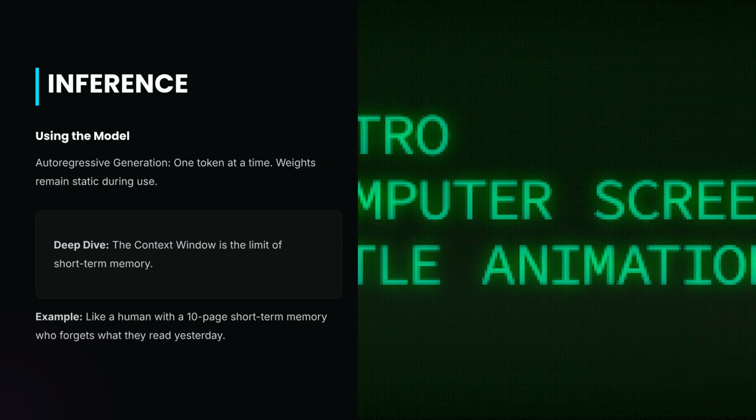Inference is the use of the model. Auto-regressive generation means the model generates one token at a time, with static weights. The context window is the limit of the model's short-term memory, like a human who forgets what they read yesterday.